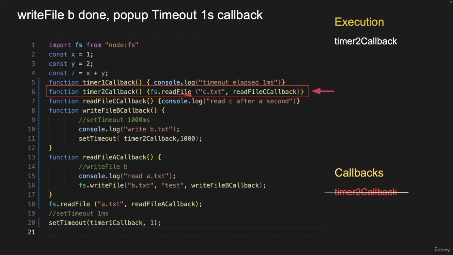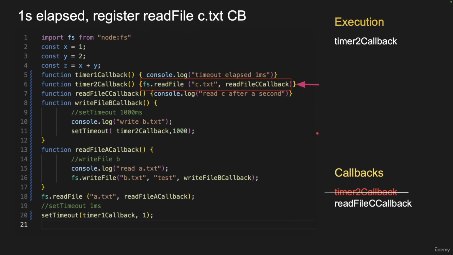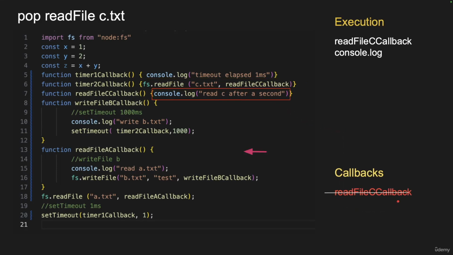All right, I'm executing this. Read file. I'm reading the C. Register another callback, read file C. Boom. Now, after a second, because that's the timer, remember that we registered in the write, now timer 2 has popped. Now we're executing the timer 2 callback, which happens to do a read, registering a new callback, read file C. And then after a while, we finish the code. Now we pick up read file C and execute that.